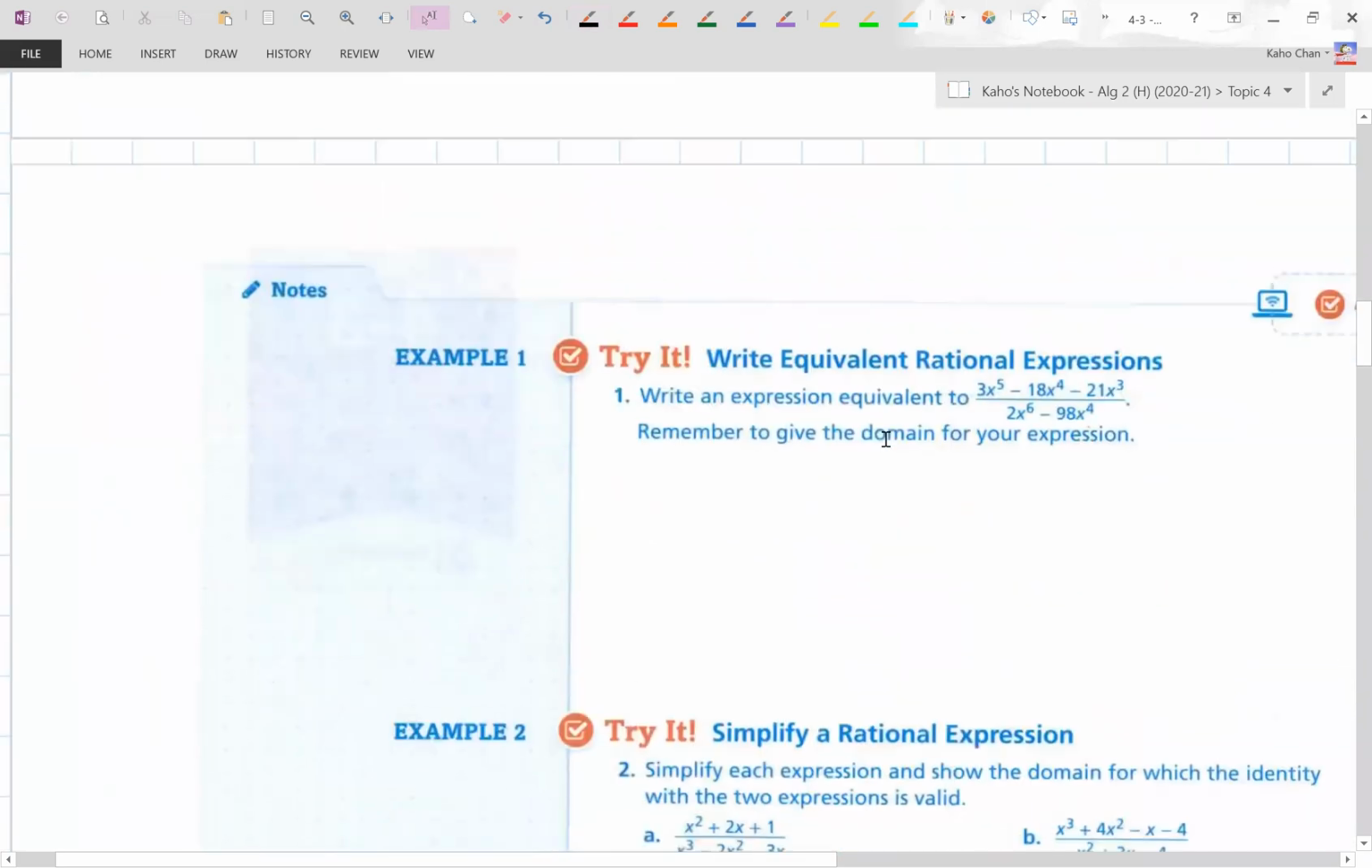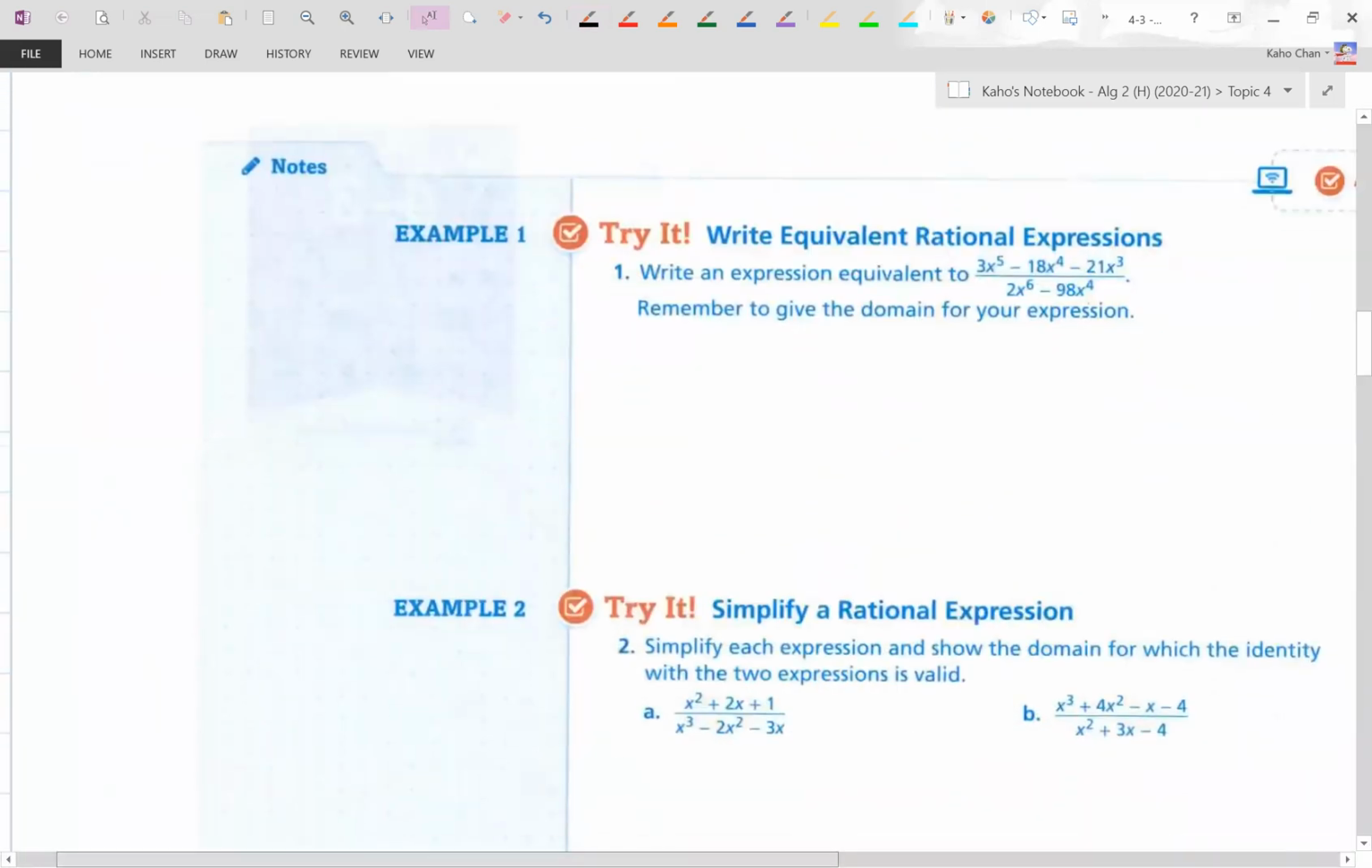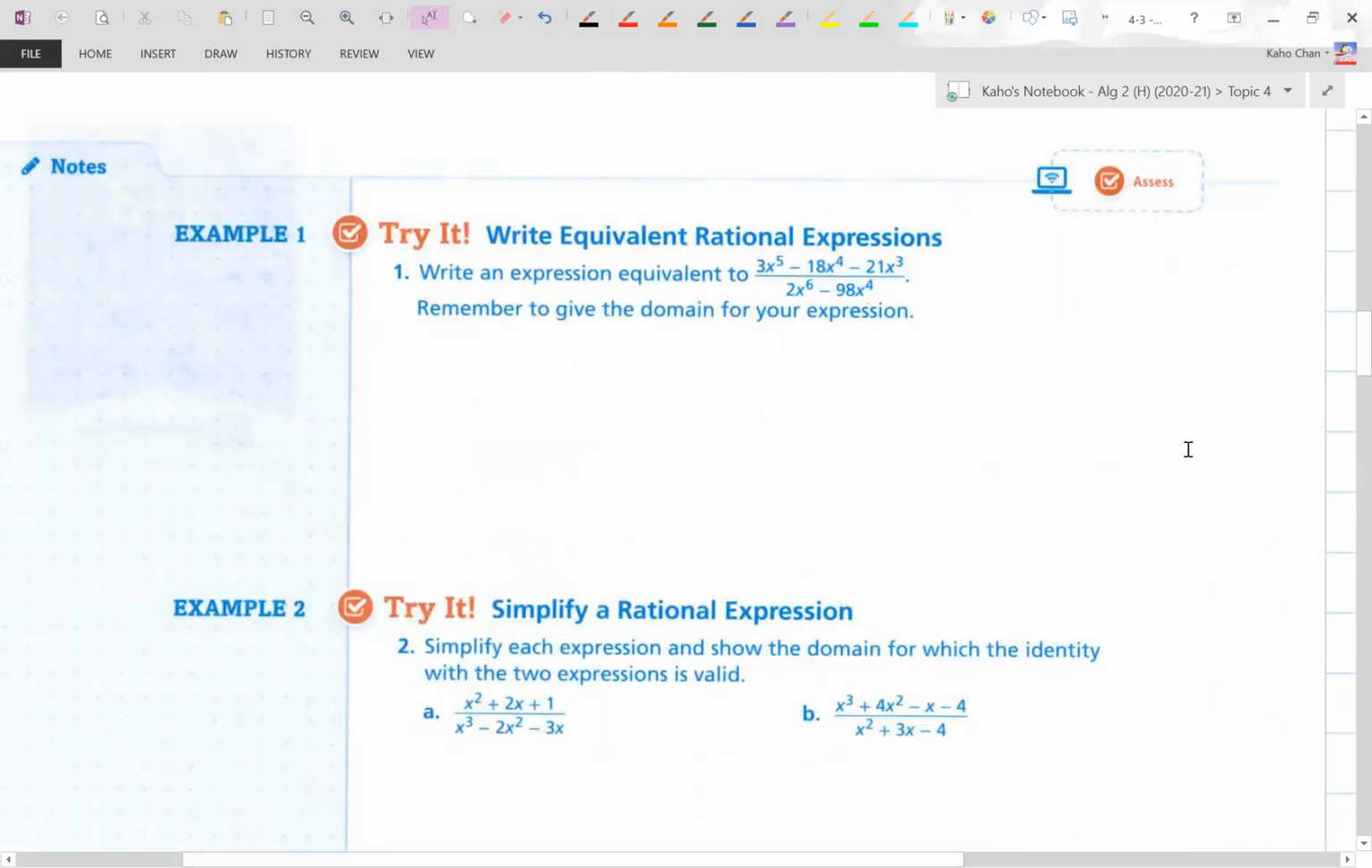Here we go. All right, here we go. This is quite the monster here. Write an expression equivalent to, holy cow, 3x to the 5th minus 18x to the 4th minus 21 over x to the 3rd, all over 2x to the 6th. Oh yeah, this is quite a handful there.